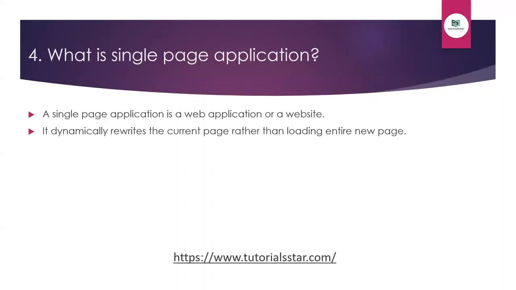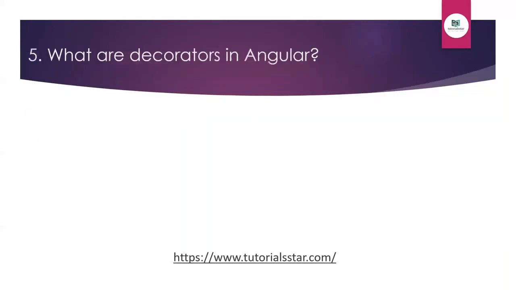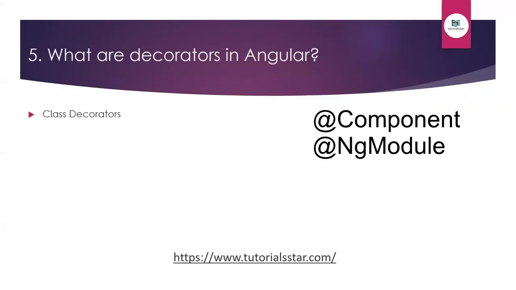The next question is, what are decorators in Angular? Decorators are a design pattern or functions that define how Angular features work. They are used to make modifications to classes, services, or filters. There are different types of decorators available in Angular. The first decorator is the class decorator. A class decorator allows us to tell Angular that a particular class is a component or a module. For example, we have @Component and @NgModule.